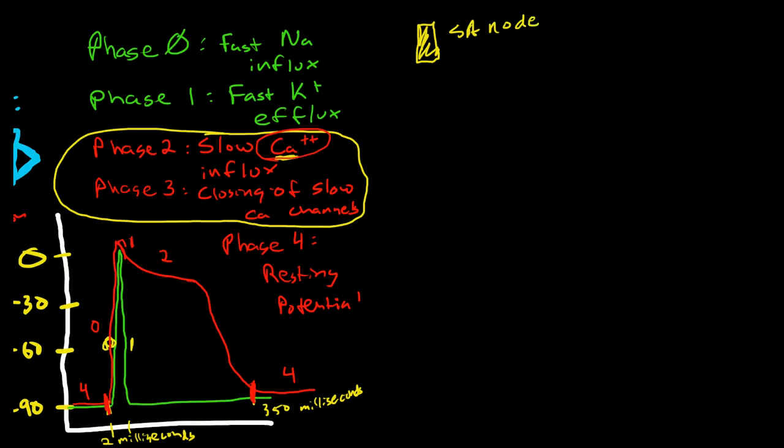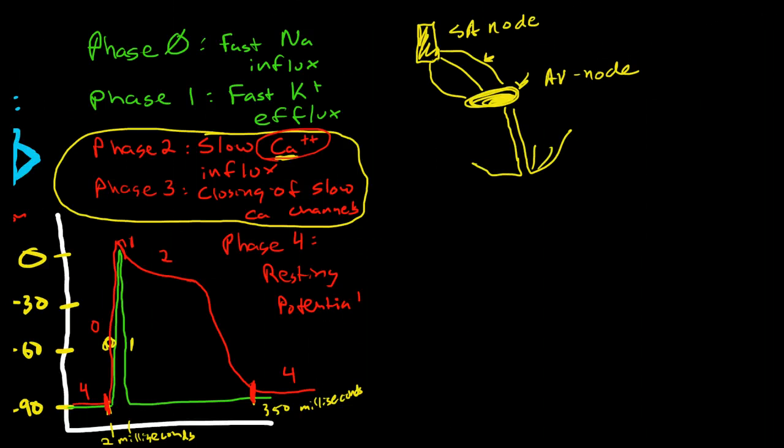The SA node has the fastest pacemaker cells in the heart, but there are other pacemaker cells in conduction fibers. So we have pacemaker cells in the conduction fibers themselves, in the AV node, in the Purkinje fibers, and in the bundle branches. Cells in these spots also have pacemaker cells. And again, the SA node is the fastest, so it tends to be the one to initiate the action potential before any of the others.